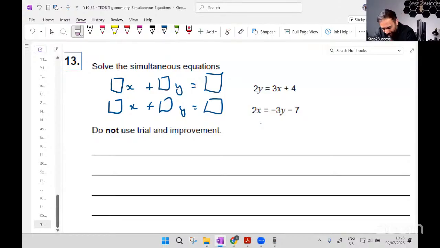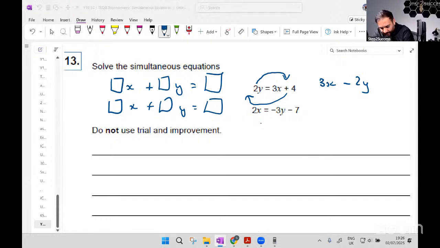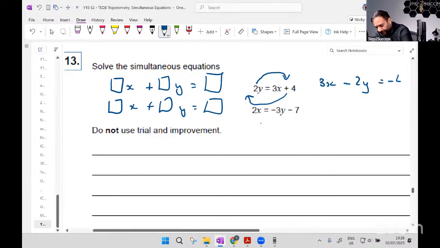So what I'm going to do, oh God, it's not great, is it? I'm going to move this 2y to that side and move this 4 to that side. So that becomes 3x minus 2y on the right-hand side equals, and then this 4 becomes a minus 4. So I've just swapped it all over. So it looks like that.